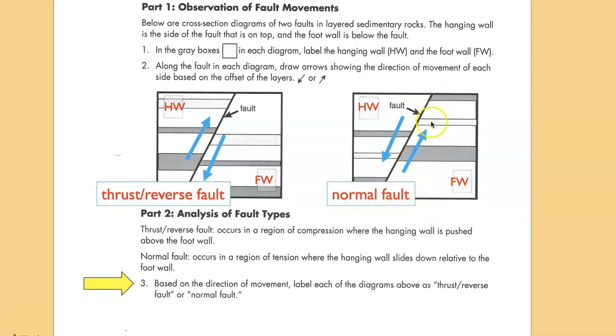One way to remember this is to think about this fault as an actual hill. And if something was rolling down a hill, then normally it would go down. That's a normal fault. You wouldn't have something go up a hill. That would be going against gravity. And in that case, it's reverse. So that's one way to think about it. Or you can memorize that the hanging wall goes down.